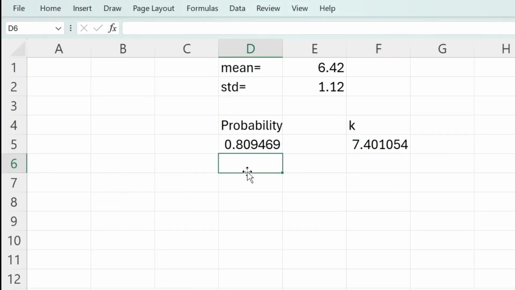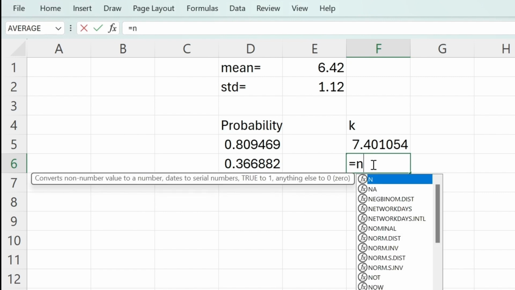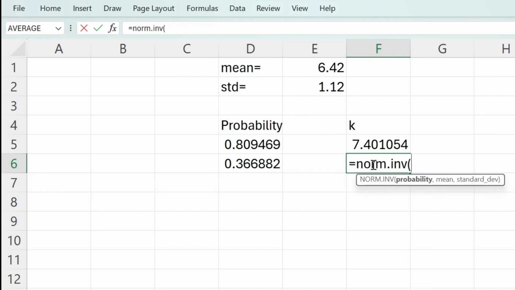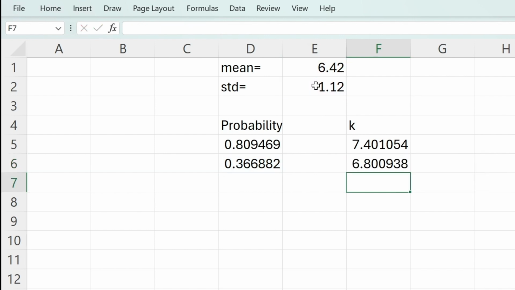Very first we will store that probability in an empty cell. Now we will write the formula as is equal to norm.inv open bracket. Now the probability is 1 minus this, comma, mean, comma, standard deviation, close this bracket and press enter to get the answer. In this case, we are getting the value of k is approximately equal to 6.8.